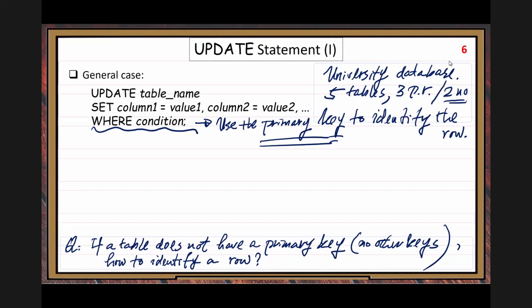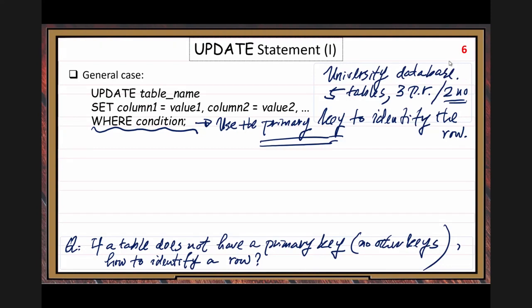For those 3 tables with a primary key, it's easy. You just run this command. But for those 2 tables without a primary key, how do you identify the row, and then change the value? So we need to solve this technical problem in our project number 2. The idea is simple. You need to find a way to identify the row. Can you use the tuple value to identify the row?